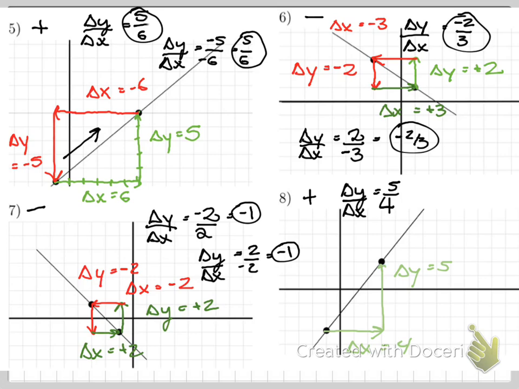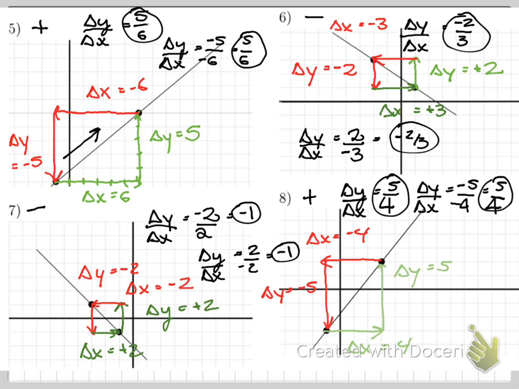If I had gone the other way, if I had started at this point and gone to the left 4 units, and then I had gone down 5 units, what would that give us? Would that still give us the same slope? Well, let's see. That would be a negative 5 over negative 4. Well, the negatives cancel out, and we still end up with the exact same slope. So make sure you do enough practice of these problems so that you're very comfortable finding the slope of a line. And watch my other videos to find out how to find the slope of a vertical or a horizontal line.